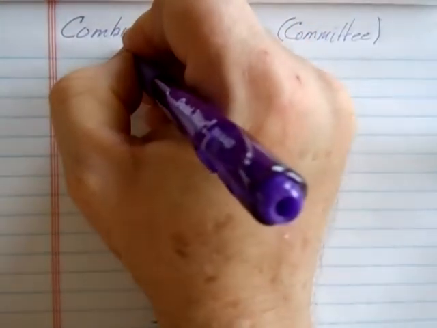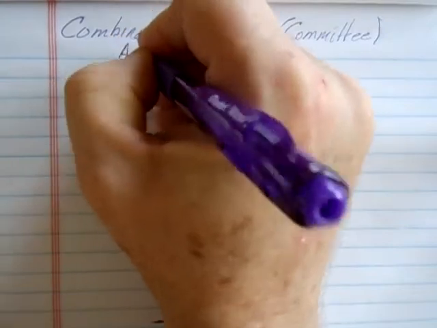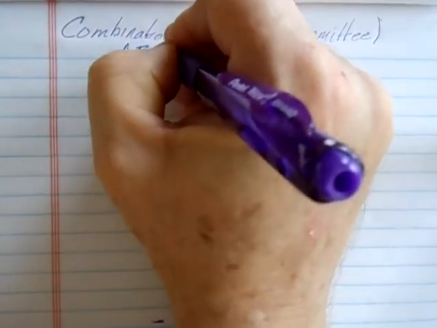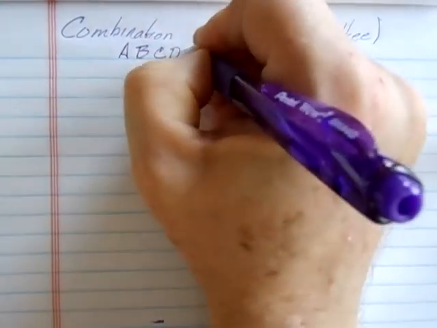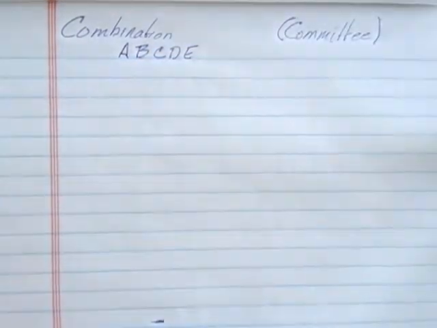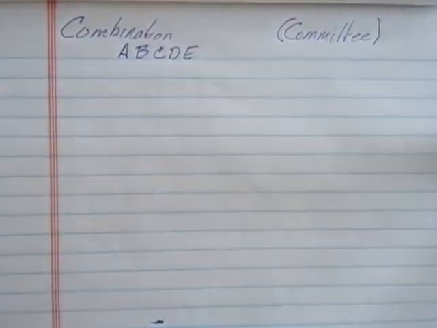So suppose that we had a group of 5. We'll call them A, B, C, D, and E, we'll give them those names. And we wanted to choose a committee of 3 out of that group.